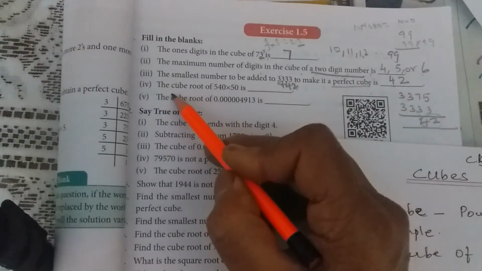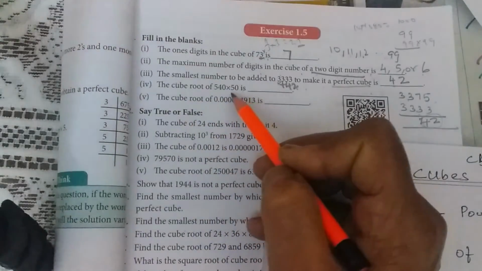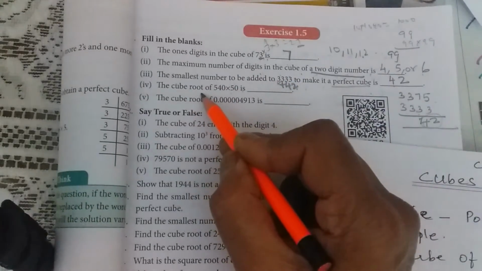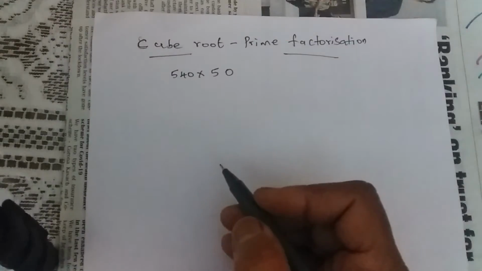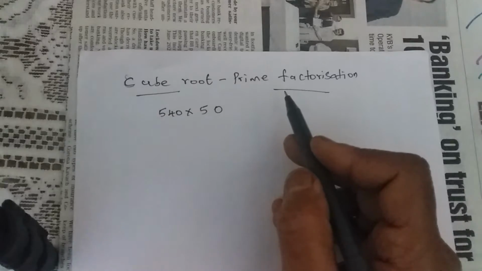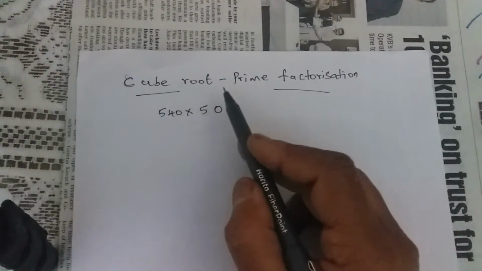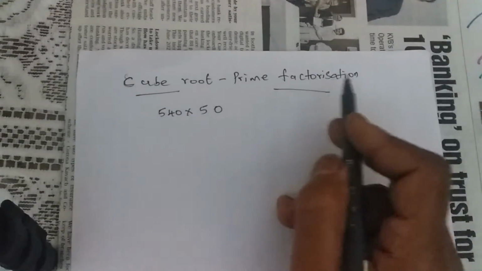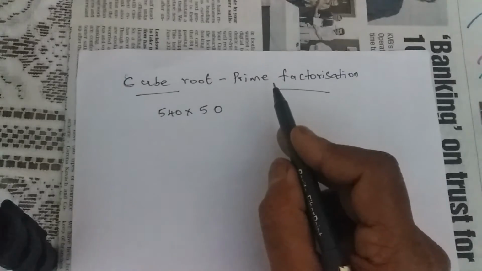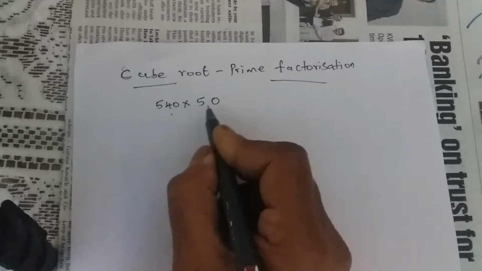And next is the cube root of 540 into 50. Now, so far it was about the cubes. Now it is cube root. Let us see how to find the cube root of a given number. For the cube root of a number, there is only one method. In square root, we had two methods: prime factorization method and long division method. In cube root, there is only one method, that is prime factorization. This we have been doing right from 6th standard, finding LCM, HCF, using the same L division method. So, we'll find for 540 first, then 50.